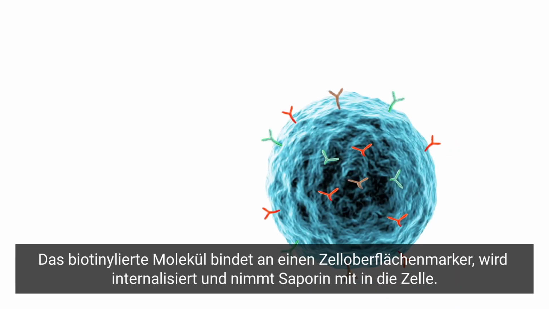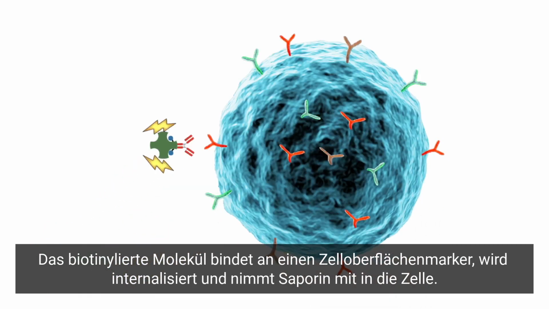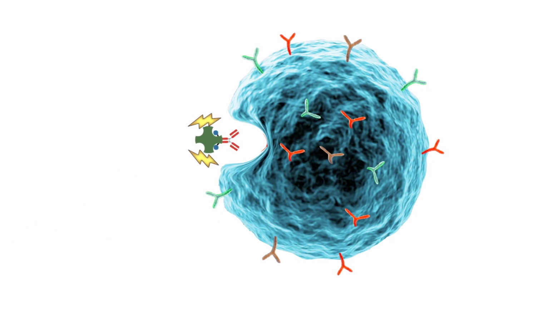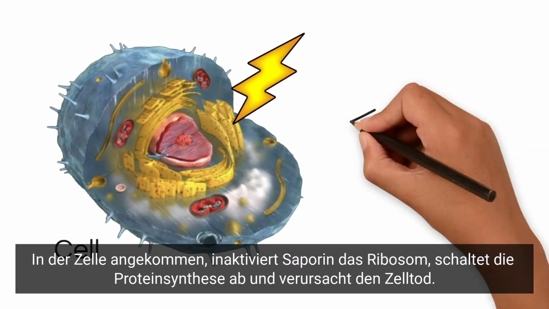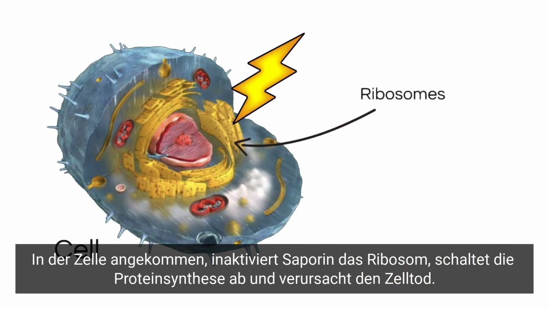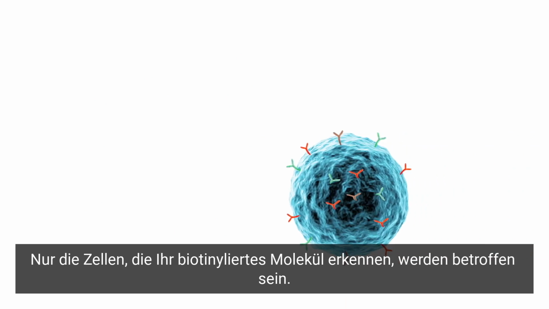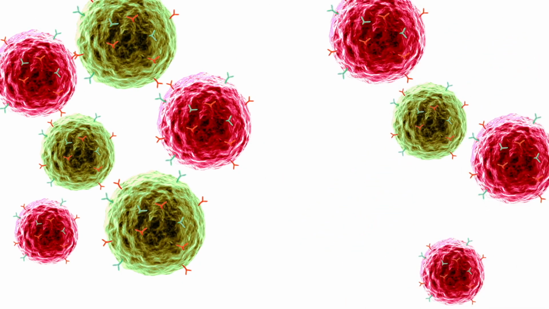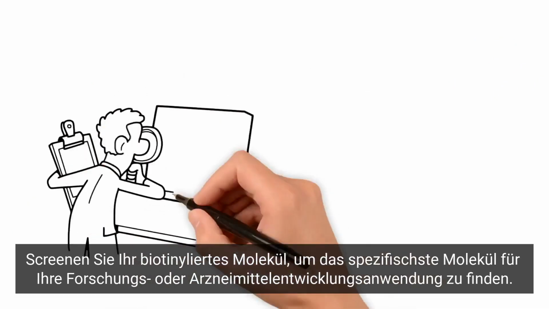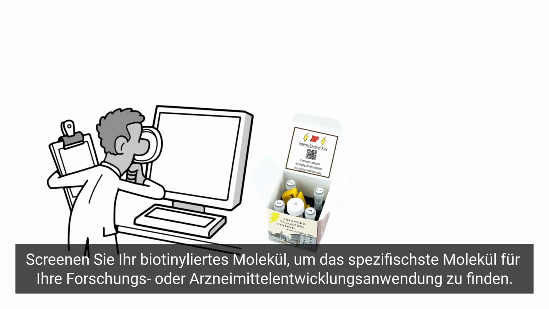The biotinylated molecule binds to a cell surface marker and is internalized, taking the saccharin inside the cell with it. Once inside the cell, saccharin inactivates the ribosome, shutting down protein synthesis and causing cell death. Only the cells that recognize your biotinylated molecule will be affected. Screen your biotinylated molecule to find the most specific agent for your research or drug development application.